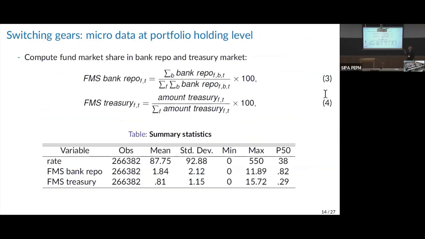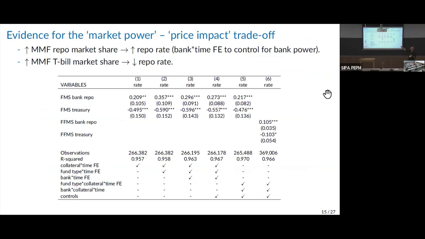Let's see this. If we look at the micro data next, just to illustrate the mechanisms we have in the model, we construct two measures. One is fund market share in the bank repo, the second is fund market share in the treasury market. The prediction is the higher the fund market share in the repo market, the higher the repo rate should be. We have a lot of fixed effects to control for potential confounding factors. The result is exactly what we expect, quite stable over the different specifications. And the higher the T-bill market share, the lower the repo rate, which is internalizing the impact in one market and the other.